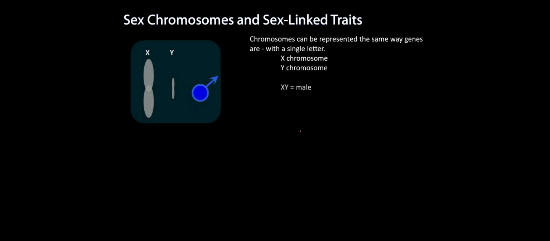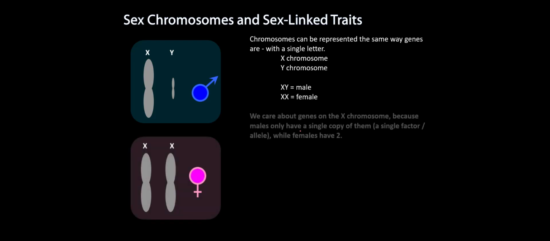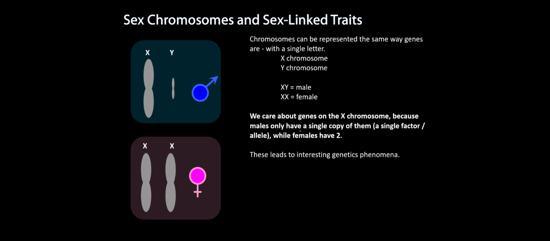So we talked earlier about, in humans, we have sex-linked traits, right? And so chromosomes themselves can be represented in the same way that genes are, with a single letter. So for example, you can say the X chromosome, the Y chromosome, okay? And so we know that in mammals, XY is male and XX is female. And we care about genes on the X chromosome because males only have a single copy of them, and therefore a single factor or allele, while females have 2. Okay, so this leads to interesting genetic phenomena.